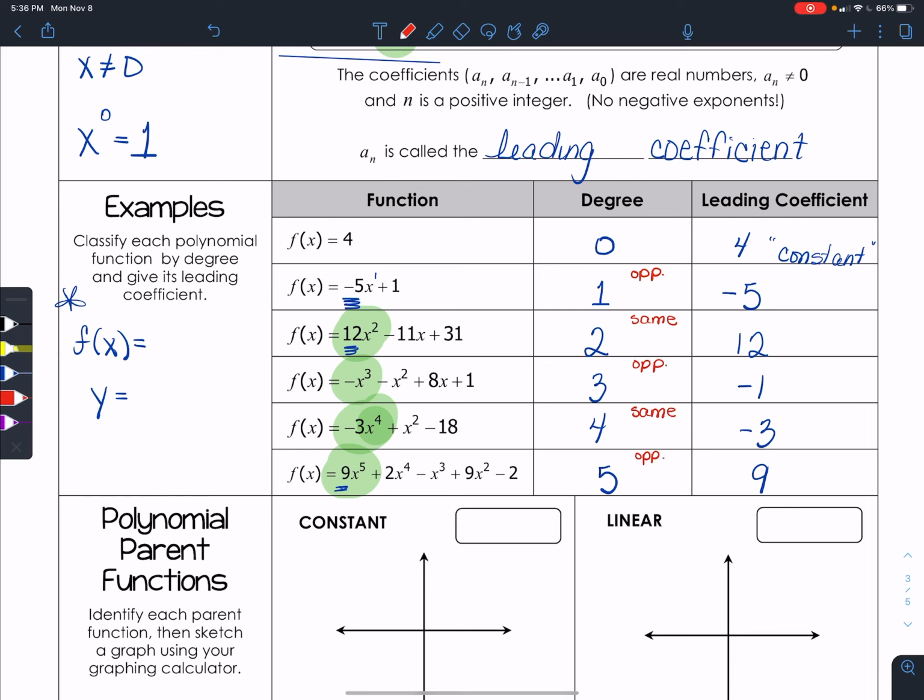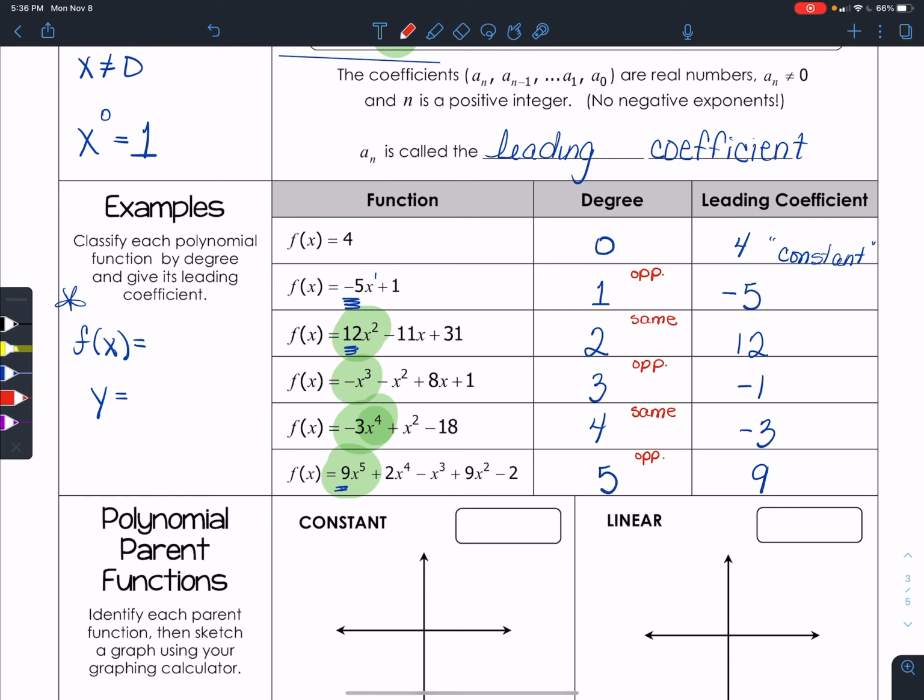So if it is a -5, the right side of the graph is going to point in the negative direction. If it is a +12, the right side of the graph is going to point in the positive direction for the y value. If it is a -1, it is going to point in the negative direction. If it's a -3, the right side is going to point in the negative direction. And +9, the right side is going to point in the positive direction.